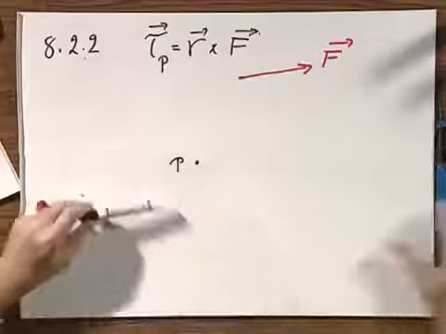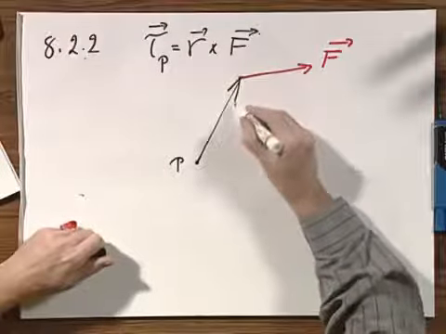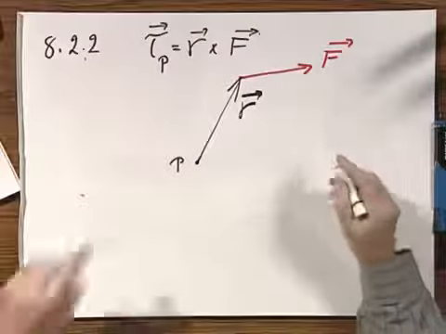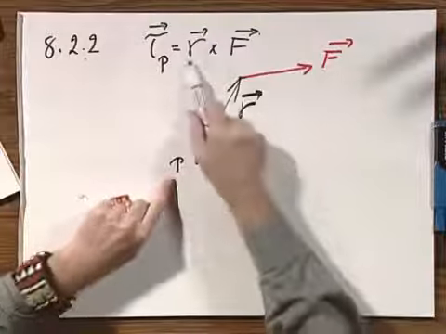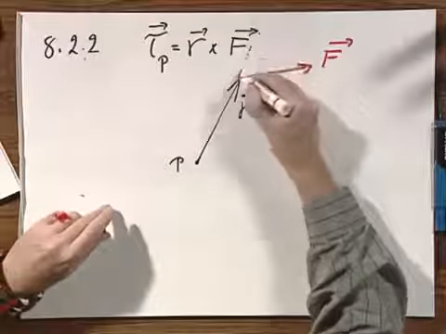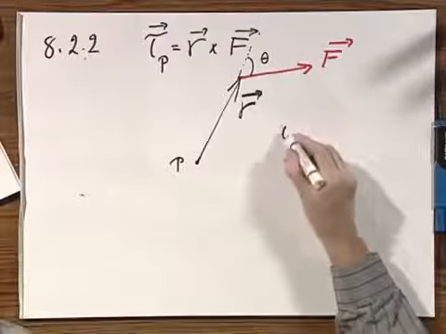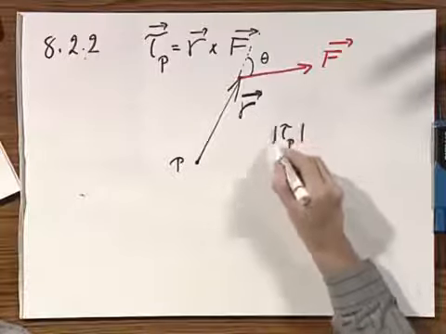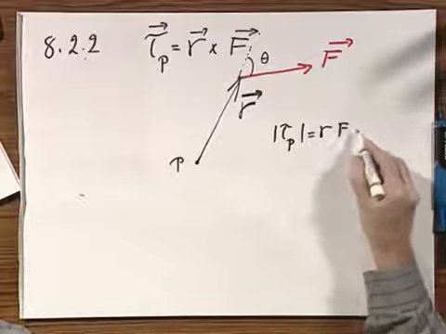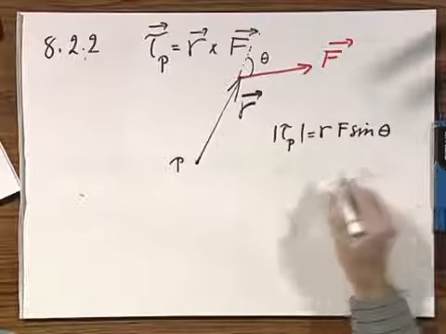Then the definition of the torque relative to this point, this is the position vector, so to speak, measured from P. Then the torque relative to point P is the cross product between r, this vector, and F. And if this angle equals theta, then the magnitude of the torque, not talking about the direction, equals the magnitude of r times the magnitude of F times the sine of theta.